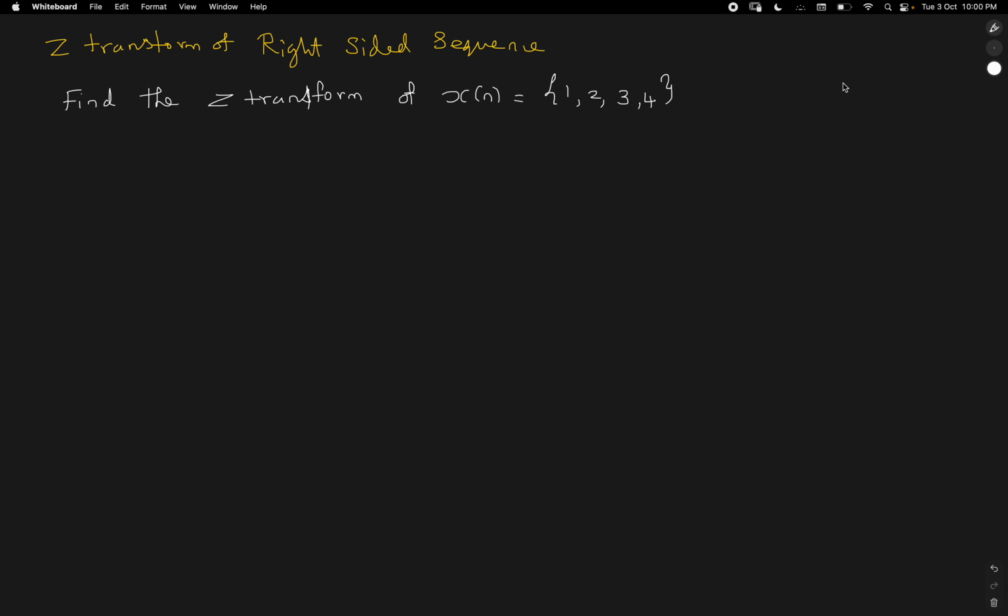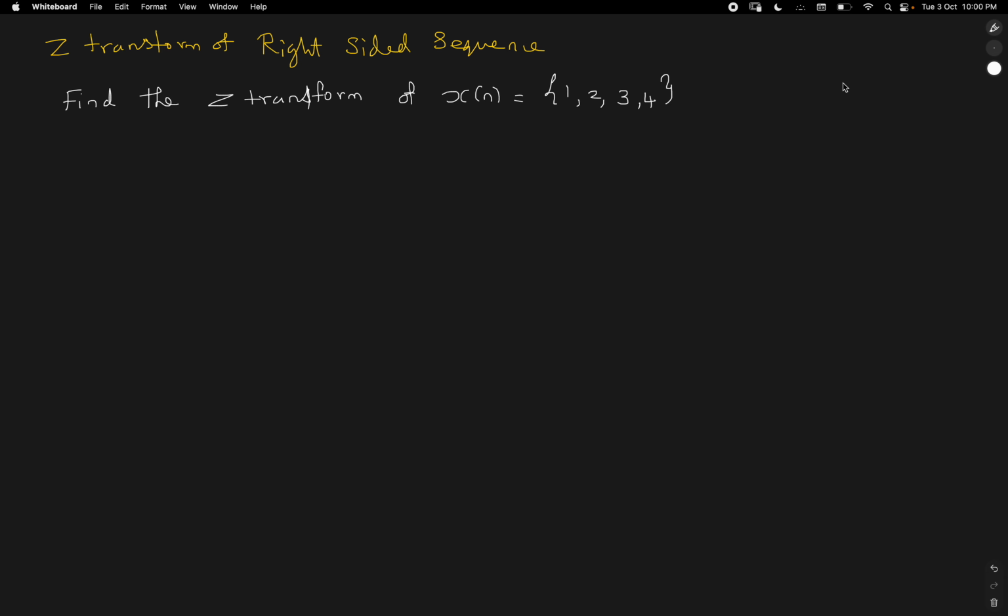First we will find the Z transform of right-sided sequence. The given problem is find the Z transform of x of n, where x of n is equal to 1, 2, 3, 4. Here x of n takes the value only for n is equal to 0, 1, 2, 3, which is nothing but the right side of the vertical axis. That's why we are calling this as a right-sided sequence.